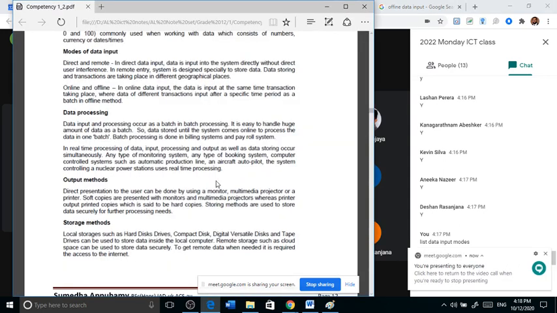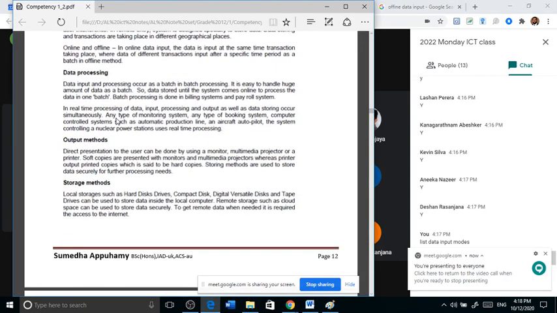Okay, right. Now we are moving to data processing. We have gathered the data, we have input the data, and we have validated the data. Now we are going for data processing. What is data processing? Data input and processing occurs as batch in batch processing.